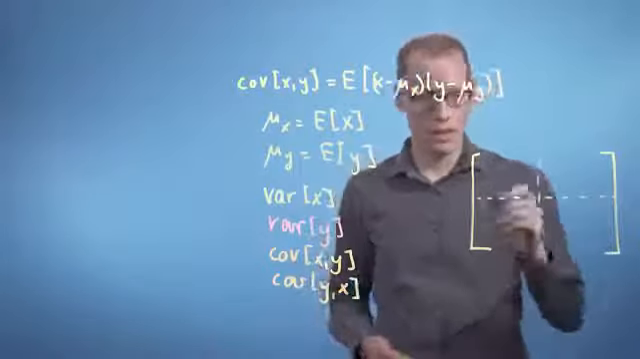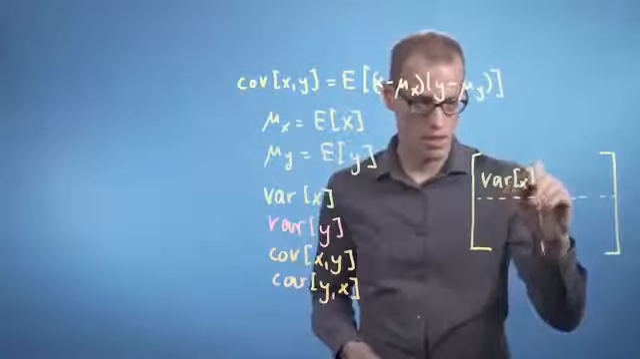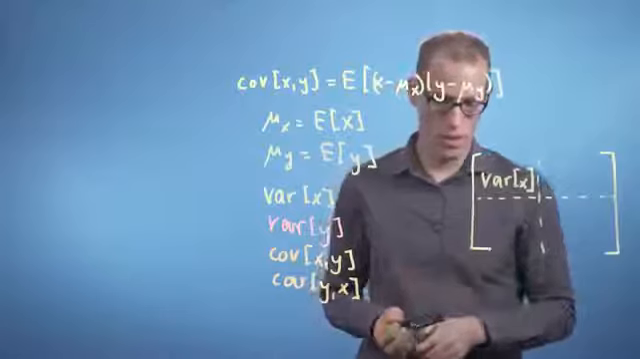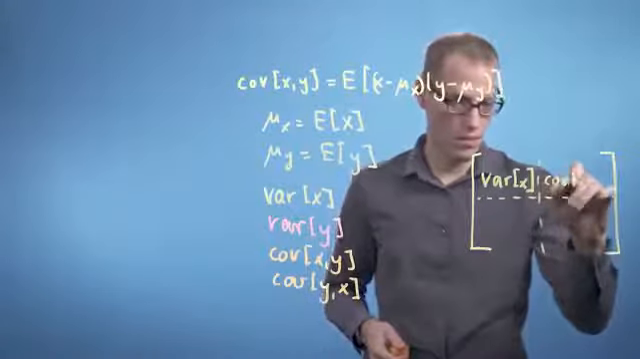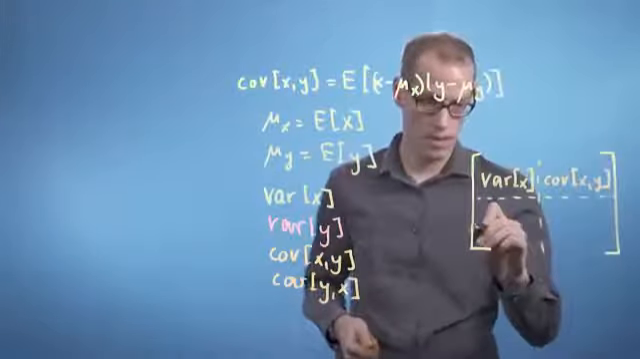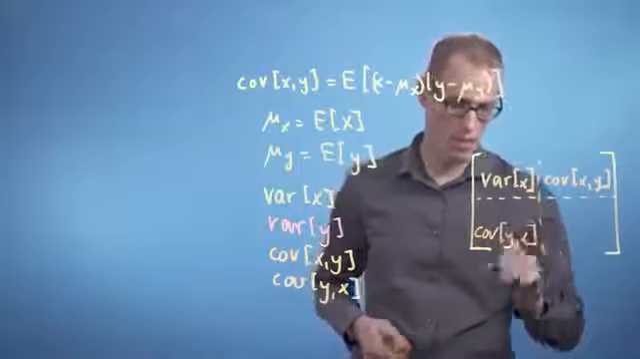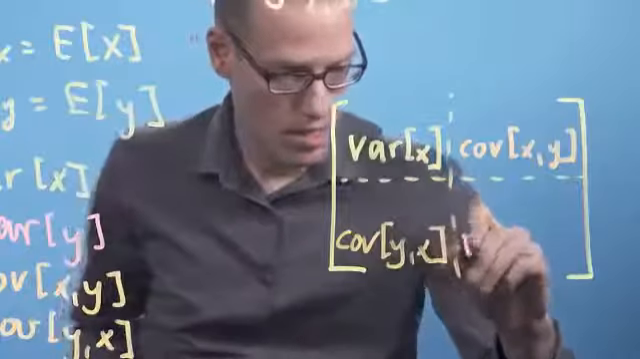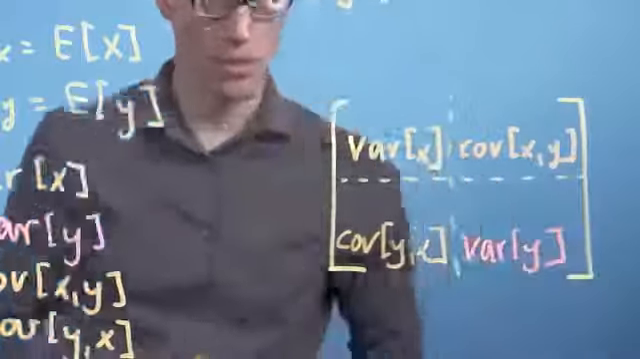And in the top left corner, we have the variance in the x direction. Then we get the covariance term between x and y in the top right corner, the covariance between y and x in the bottom left corner, and the variance of y in the bottom right corner.